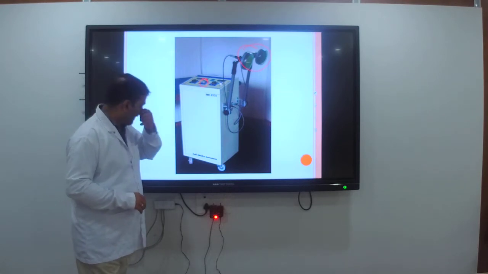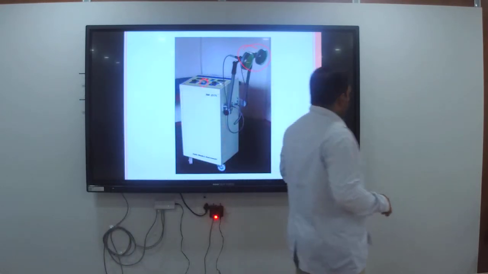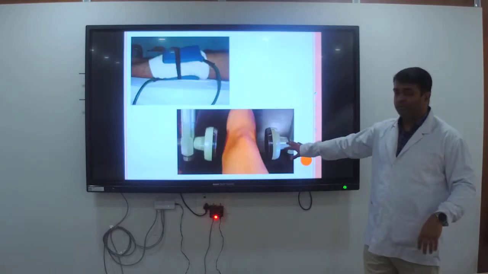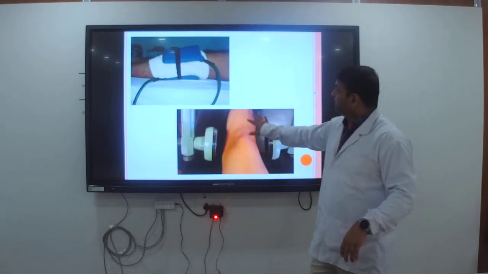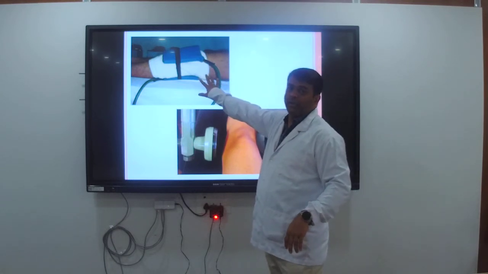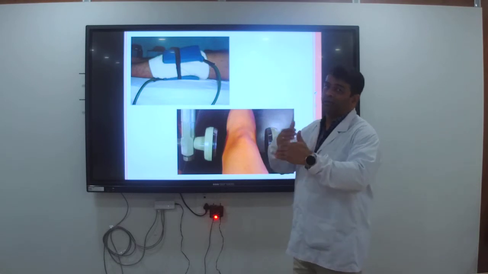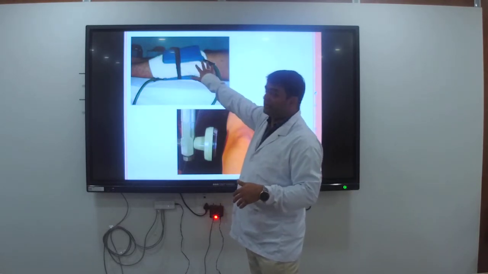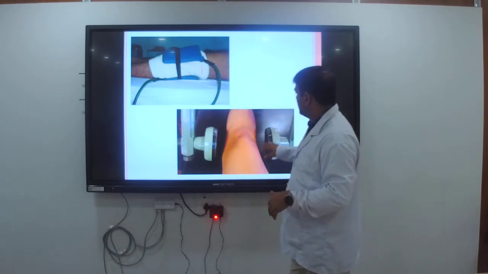And you can see these are different types of pads, where it is insulated inside and there is a cloth over it. The cable is attached. So this is the one technique. And this is the other one.